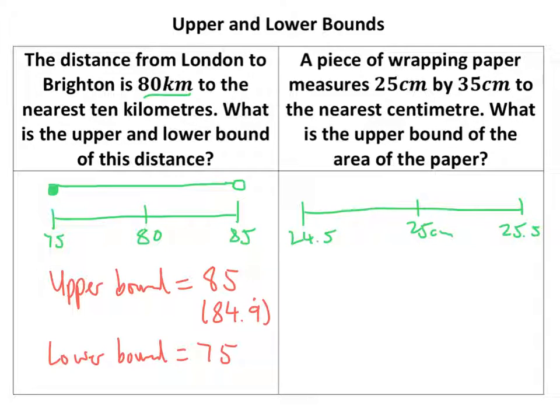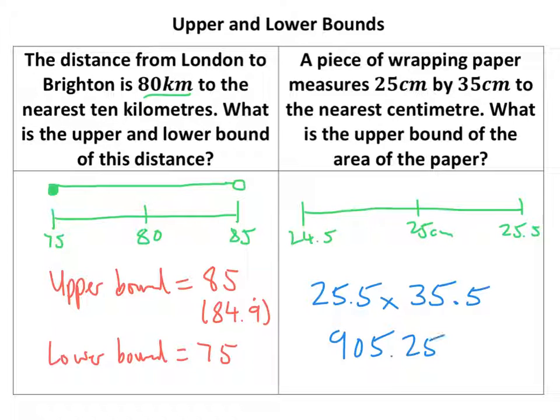Now we want the upper bound of those, so we're going to go 25.5 times. Now the upper bound of 35 centimetres to the nearest centimetre would be 35.5, and that's what we're going to stick in our calculator. So 25.5 times 35.5 gives me 905.25.